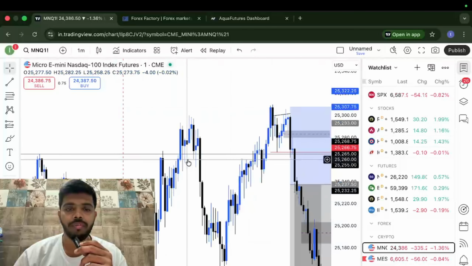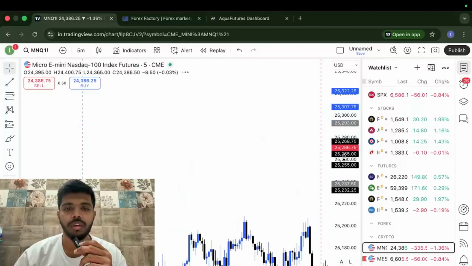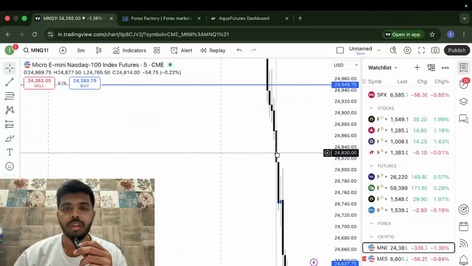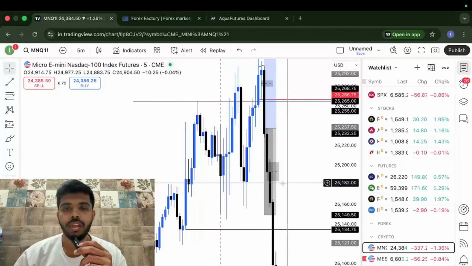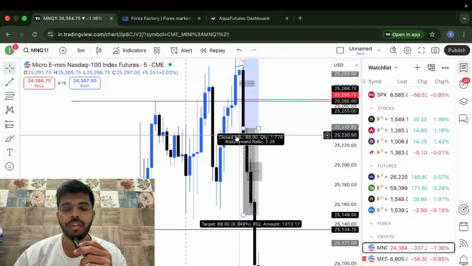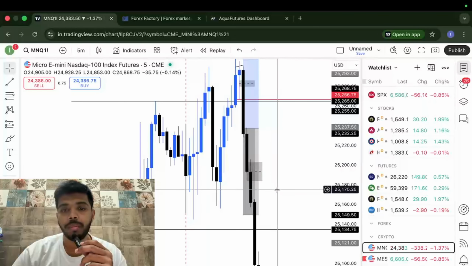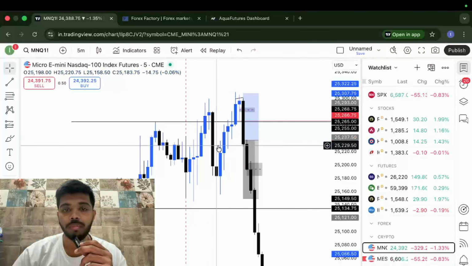Usually what happens after filling up this gap, as you can see here, we also have a 5 minute FVG as well after this down move. Okay, we left a good FVG. We filled this FVG, but what happens, the market starts rotating back to the downside from this point.